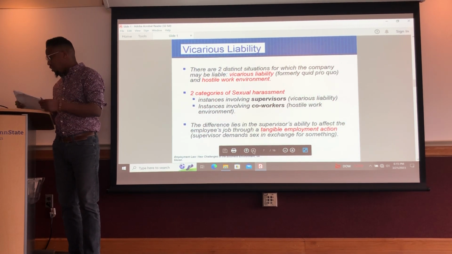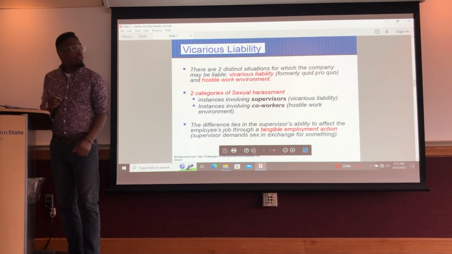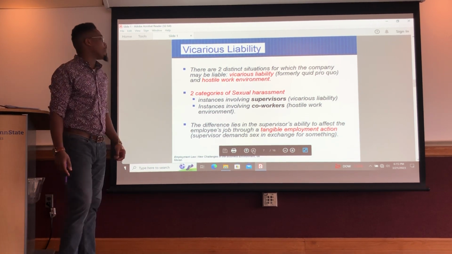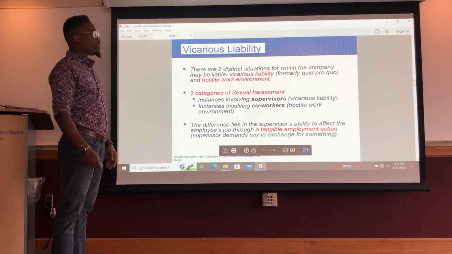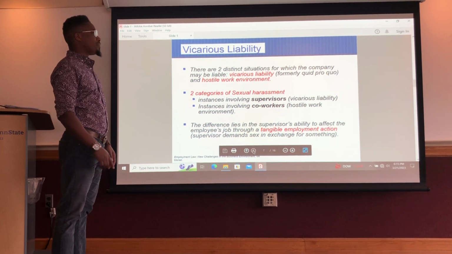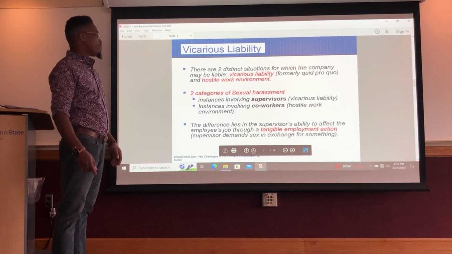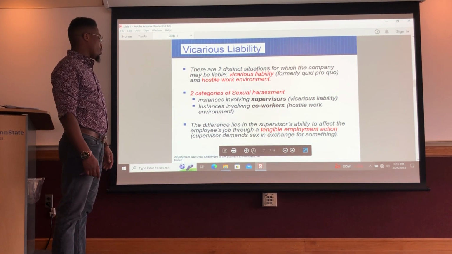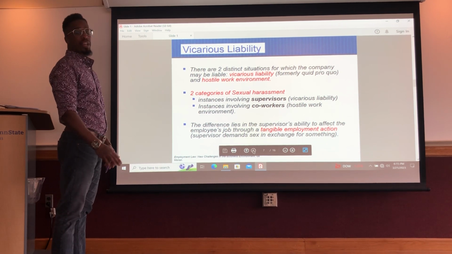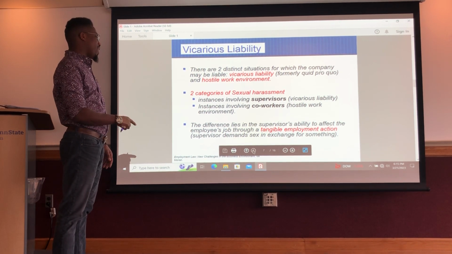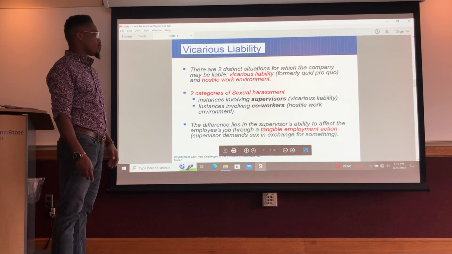Okay, so the next big section we want to discuss is vicarious liability. There are two distinct situations for which the company may be liable: vicarious liability, which is formerly quid pro quo, and hostile work environment. There are two categories of sexual harassment: instances involving supervisors, which are vicarious liability, and instances involving coworkers, which fall under hostile work environment.